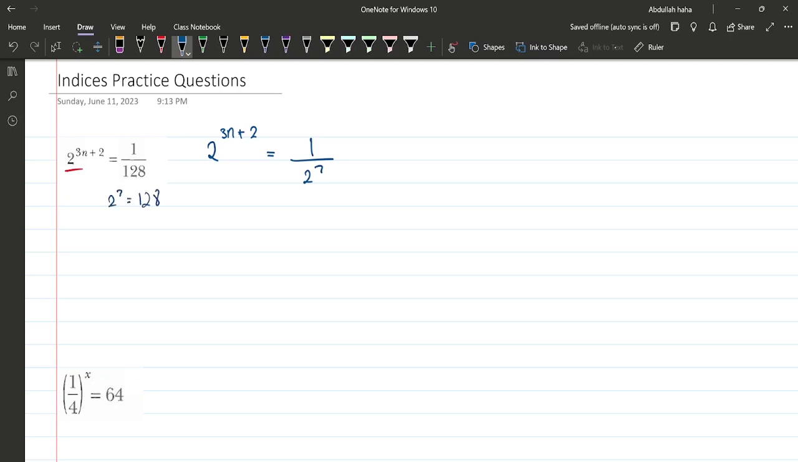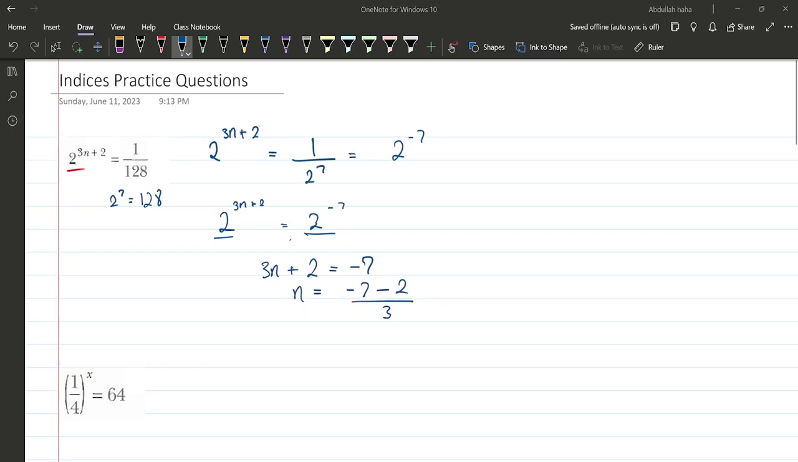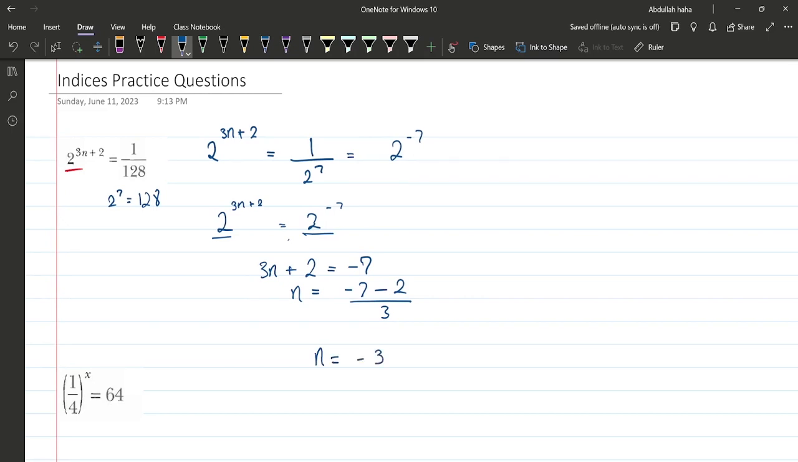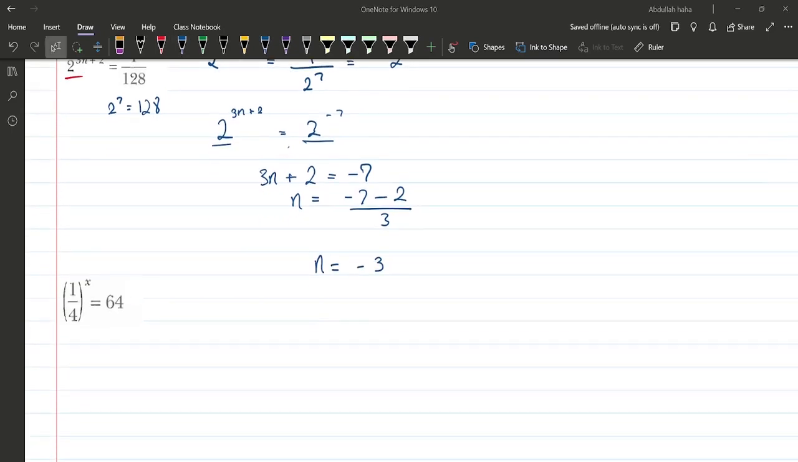And we can rewrite this as 2 to the power minus 7, from the previous video. So 2 to the power 3n plus 2 equals 2 to the power minus 7. Since the bases are the same and we know they are equal, we can just say 3n plus 2 equals minus 7. Then we can find n, which is minus 7 minus 2, all over 3. So n is equal to minus 3. That's our answer.